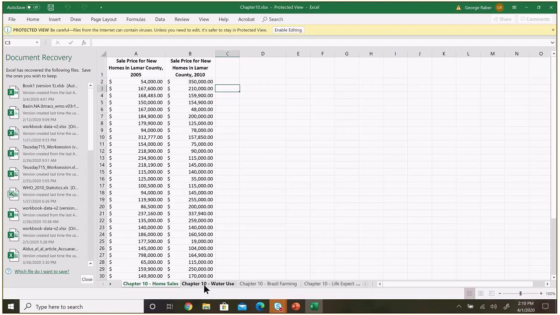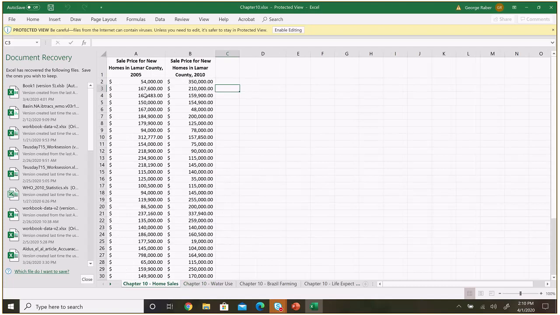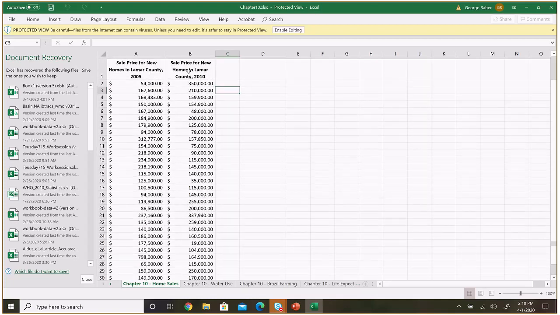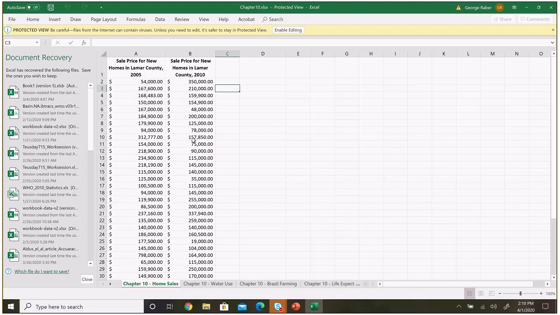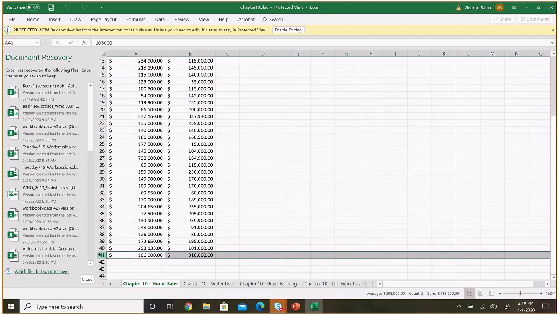I am going to post a quiz for this one, but right now the only spreadsheet you're using in this is this one right here. The sale prices for new homes in Lamar County are here, and the sale prices for new homes in Lamar County for 2010 are here. So you've got two sets of data. Now, notice that there are 41 homes. Do these represent the same 41 homes? It's the first question to ask yourself.